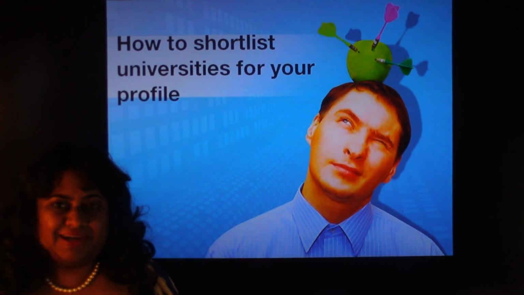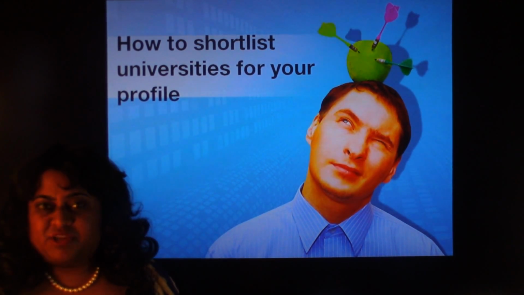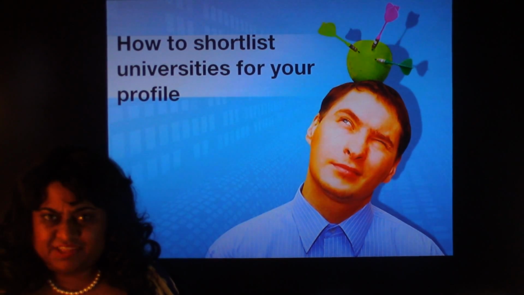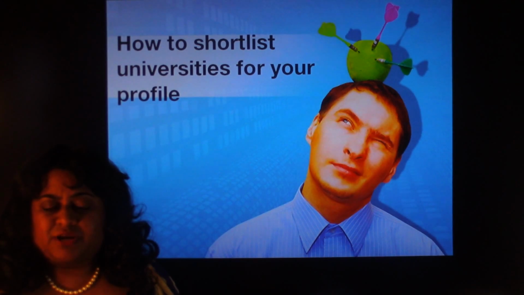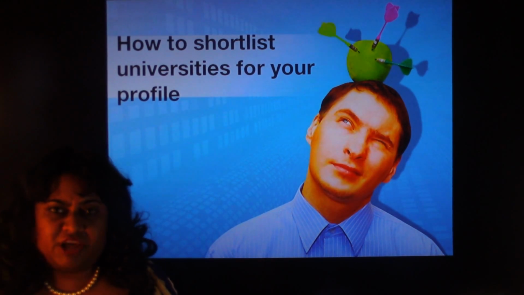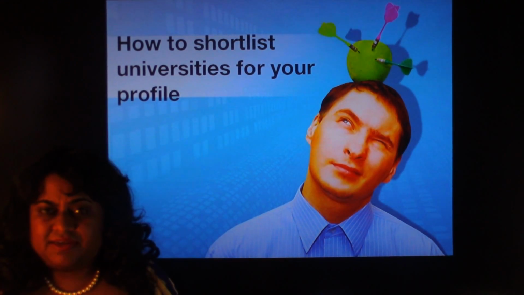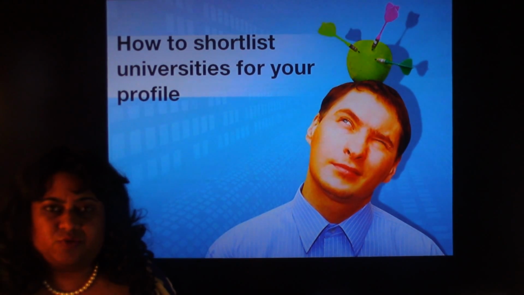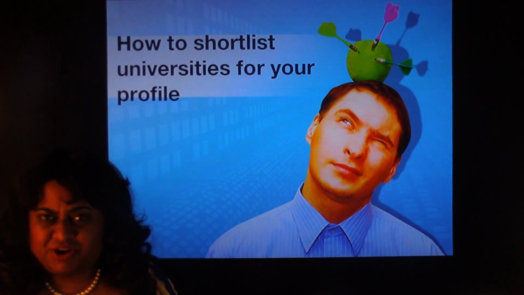Most students need to keep in mind that they cannot apply to too many universities, and it's not a good idea to apply to very few universities either. It's recommended that you apply to at least 6 or 8 good universities, and based on your profile, which country you want to study in, which program you want to study in, the reputation of the university, the cost of living, and so many other factors, this video will guide you to shortlist universities progressively.